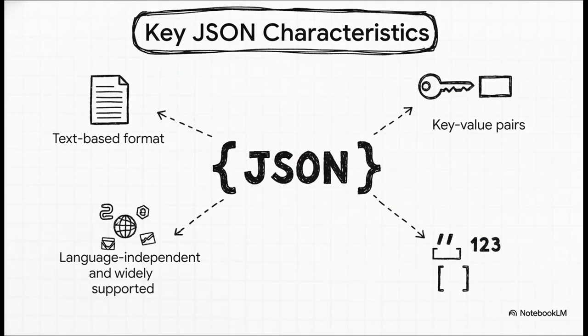So what makes JSON so special? Well, first off, it's just text, and everybody can understand text. It's organized into these simple key-value pairs, which almost every programming language out there gets. It's totally language independent, and it supports all the basic data types you'd ever need. Strings, numbers, you name it. It's just incredibly versatile.